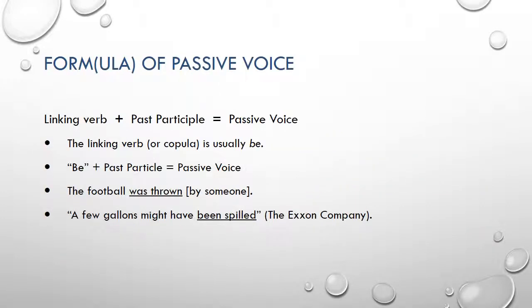Well, the form of passive voice. Let's take a look at the exact pattern or form that passive voice takes so we can recognize it. Well, passive voice includes the linking verb plus a past participle of the verb, and that equals passive voice. The linking verb in English is usually be, and this is sometimes called the copula. It can also be synonyms of the be verb. So, be plus past participle equals passive voice.